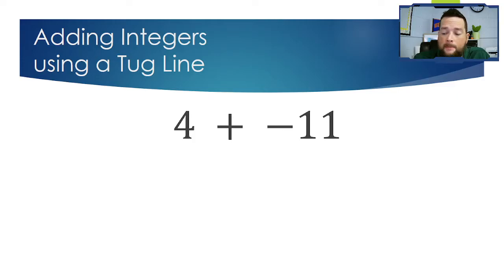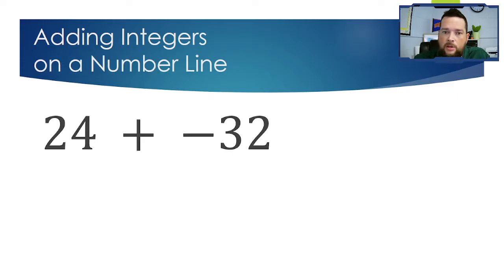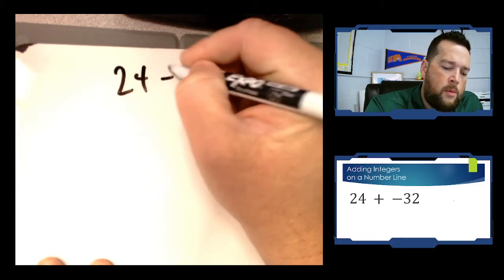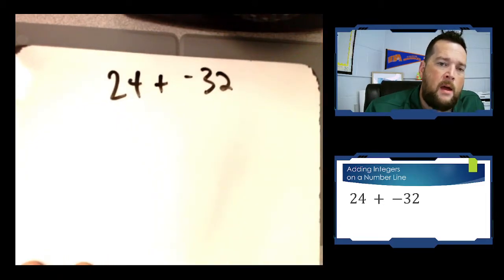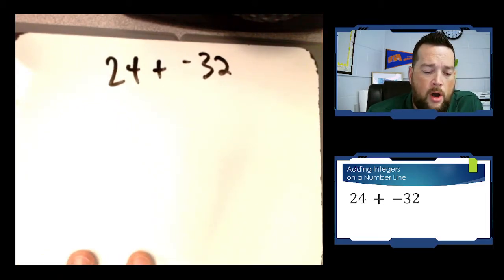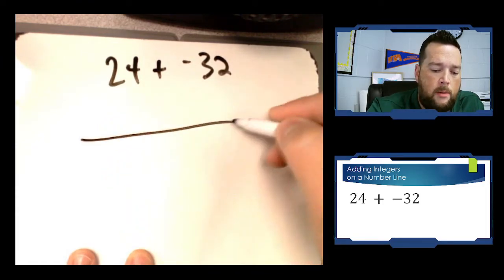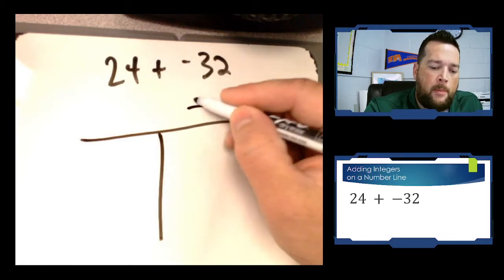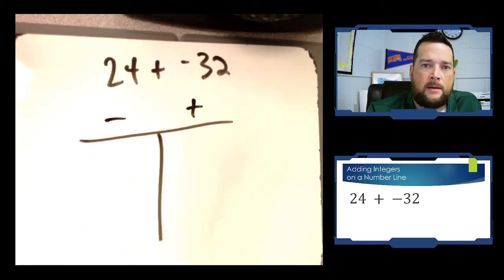A tug line, so let's just back up for a second. I'm going to teach it with this bigger problem, 24 plus -32. First of all, a tug line, you have to learn how to draw it, all right? In order to draw a tug line, you draw a big T, just like this, all right? You're going to have a positive side and a negative side, all right, just like that.